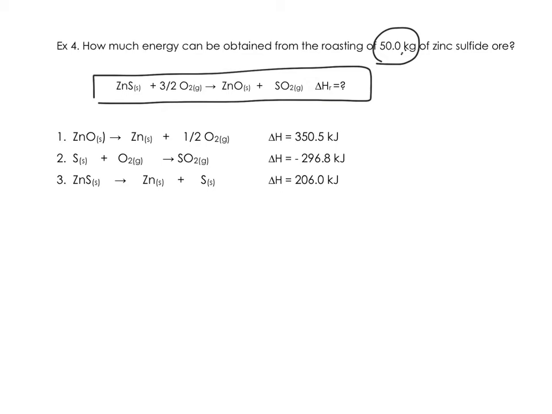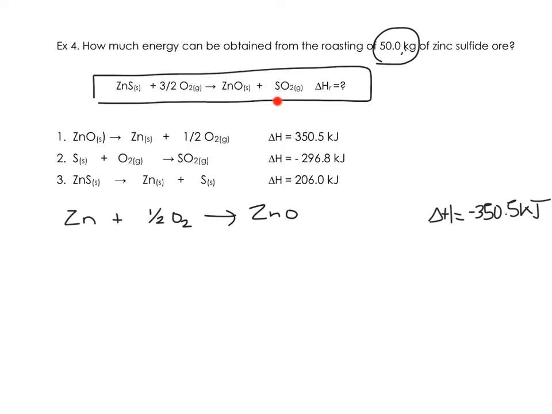Equation number 1 has zinc oxide in it. So find zinc oxide in the overall. So we've got zinc oxide, so it's over here. It's a product, coefficient's 1. It's a reactant, and the coefficient's 1. So we need to flip. So zinc plus 1/2 oxygen goes to zinc oxide, and our delta H will be negative 350.5 kilojoules.